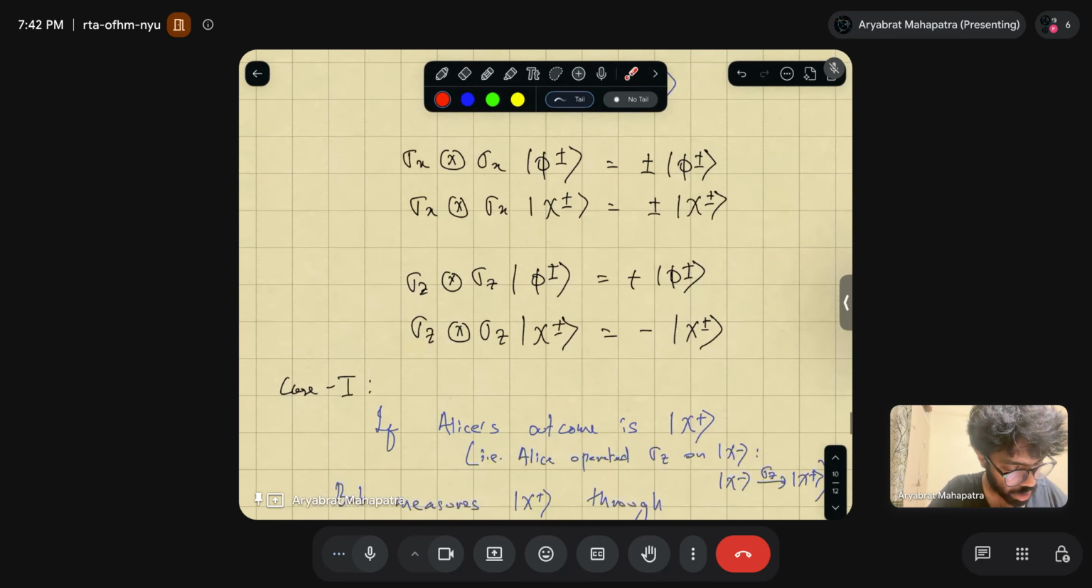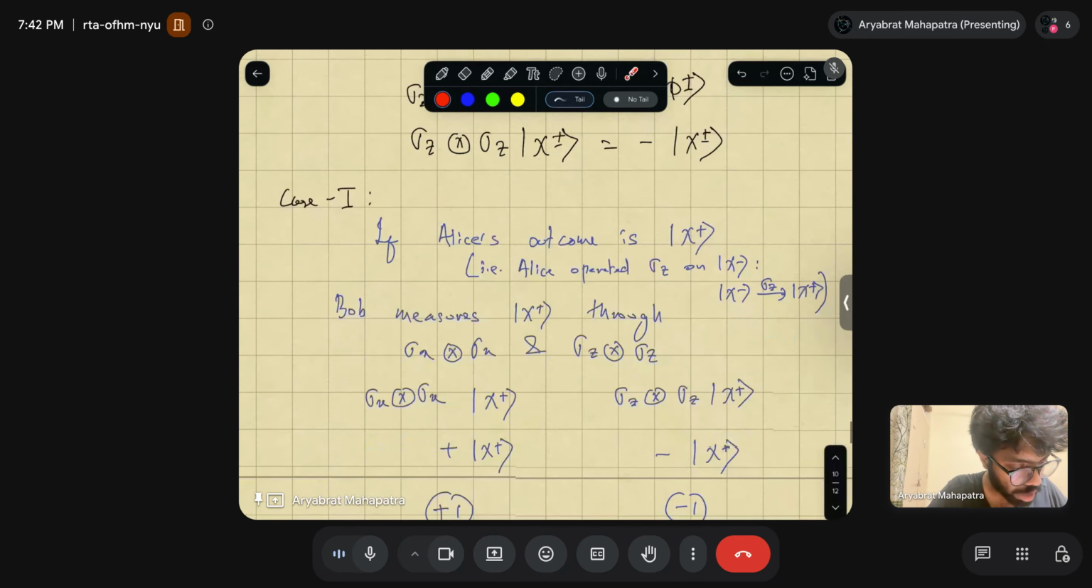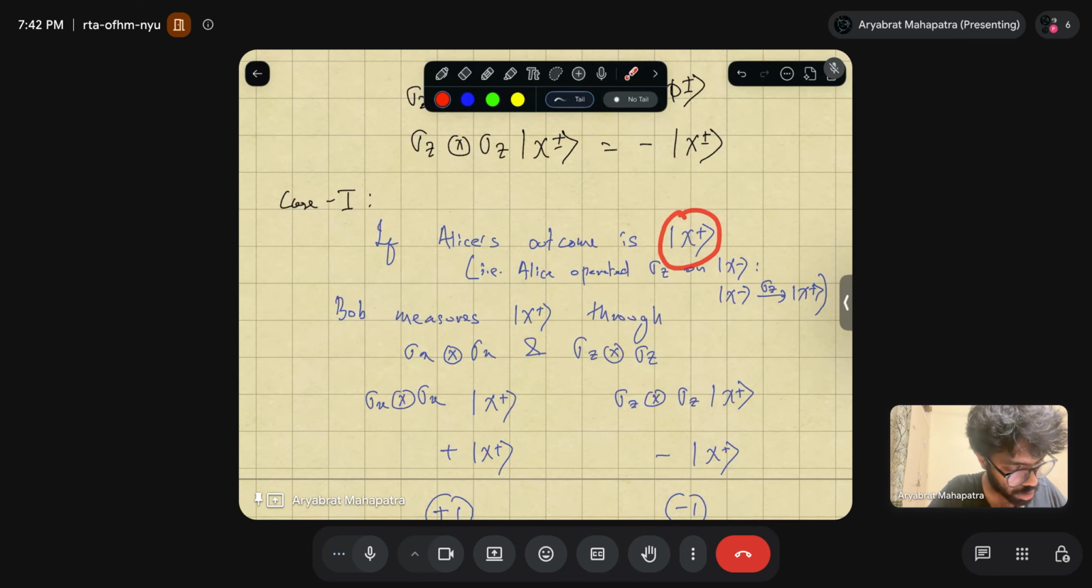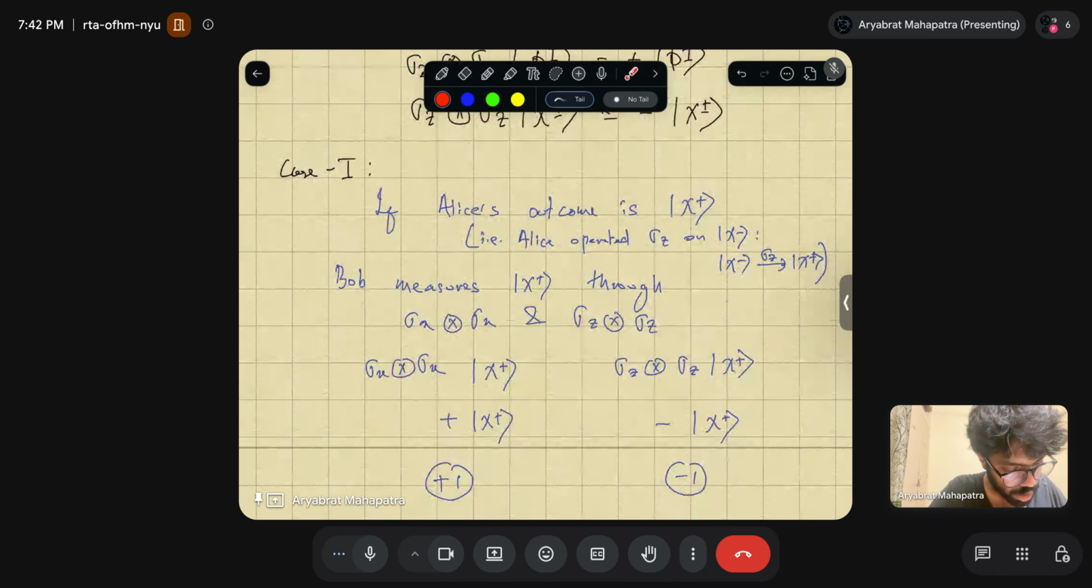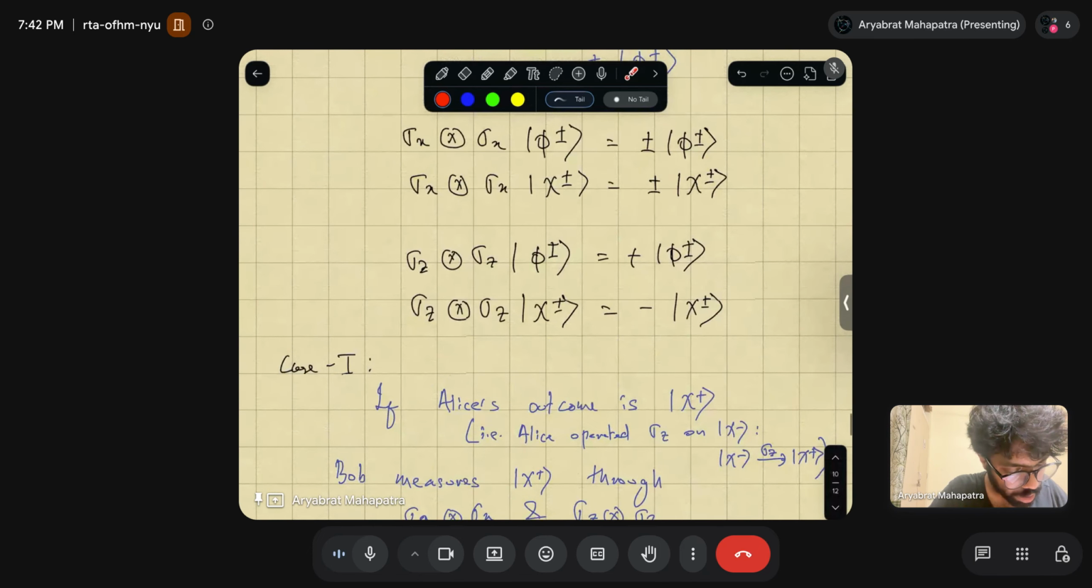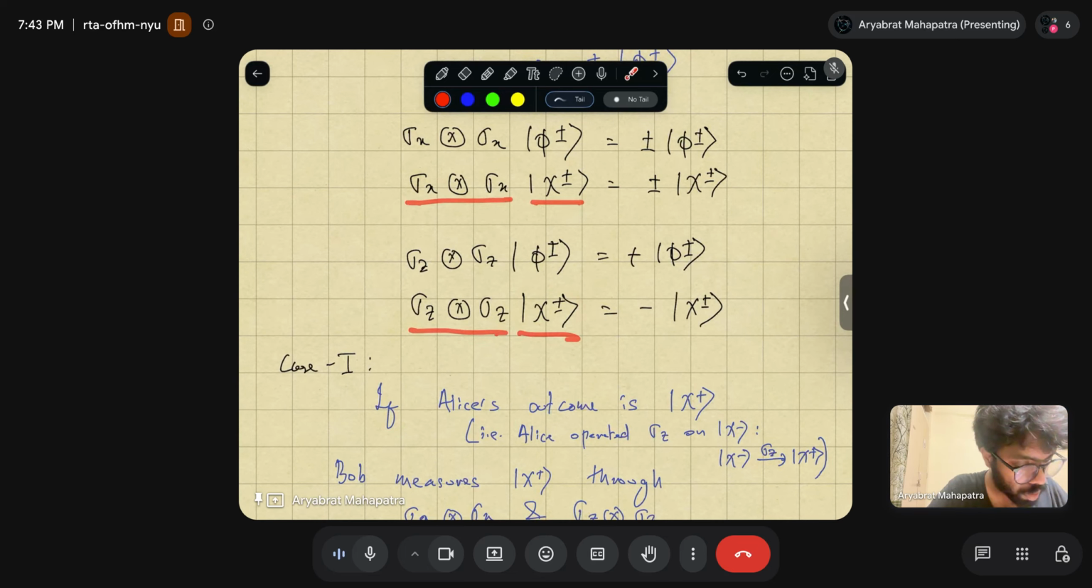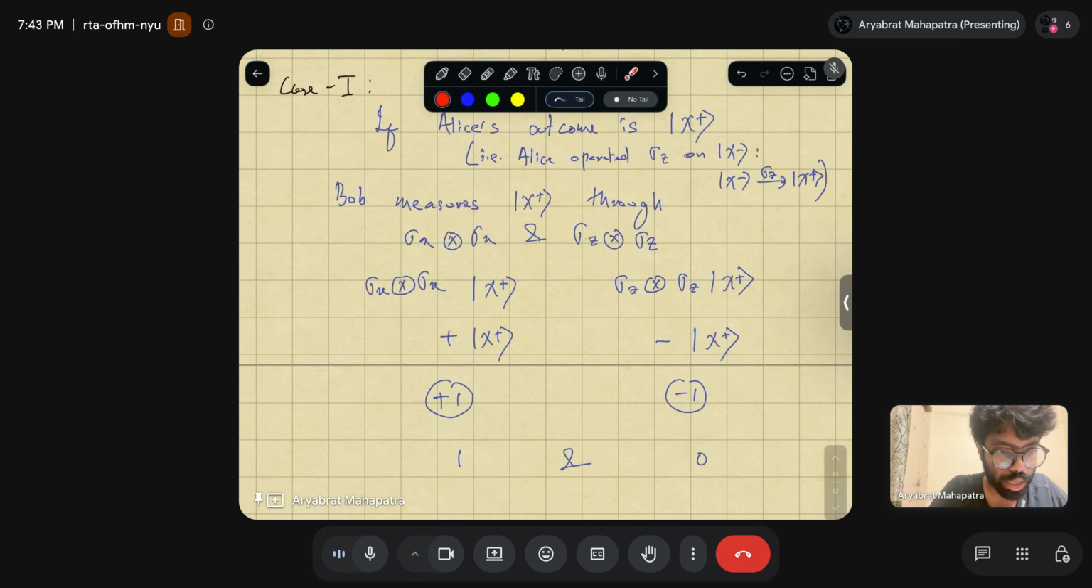So as I was telling, I sent you chi plus. So you will measure chi plus. Look at this one: you will measure sigma x cross sigma x on chi plus, and sigma z cross sigma z on chi plus. So you will get plus chi plus and minus chi plus. So you are getting two different outcomes, two different values, two different pieces of information.